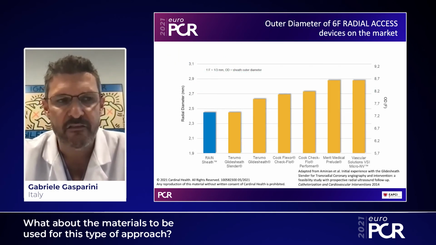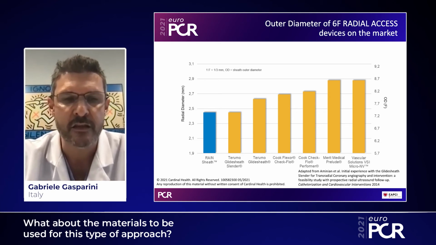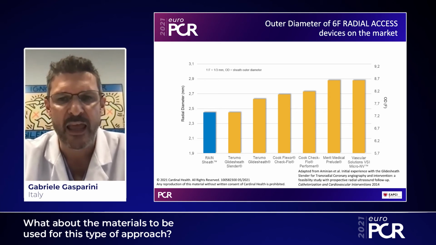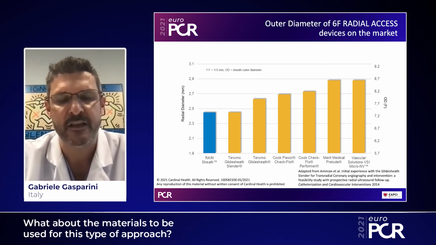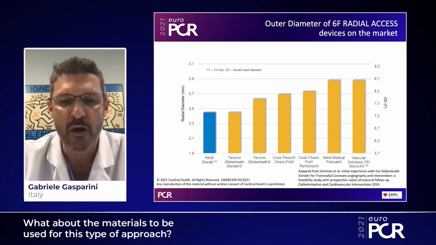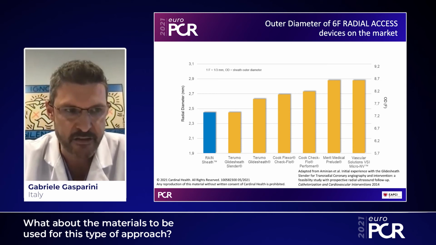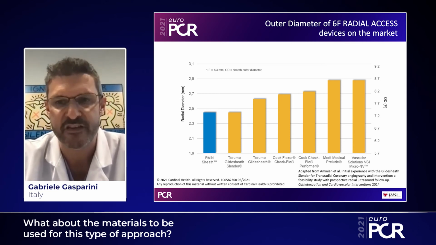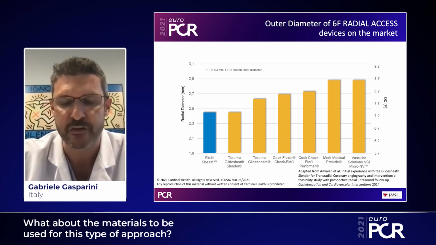The currently available ultra-low profile sheaths are the Glidesheath Slender from Terumo and the Prelude Sheath from Cordis. And one of the limitations of ultra-low profile sheaths is represented by the risk of kinking. However, there are no published studies comparing current commercially available ultra-low profile sheath introducers.